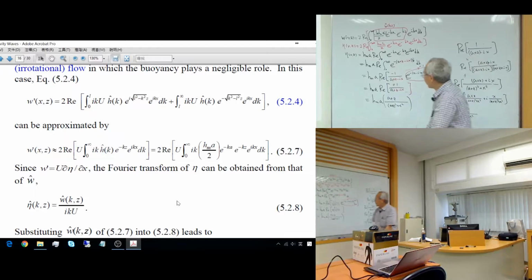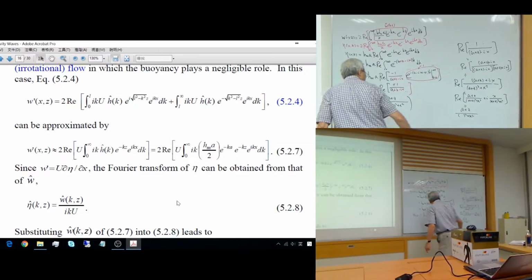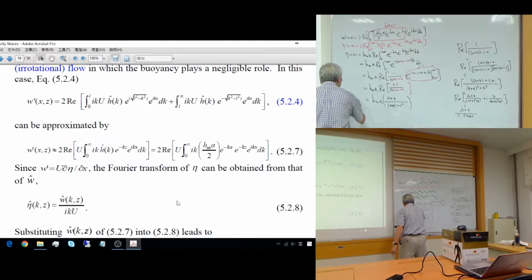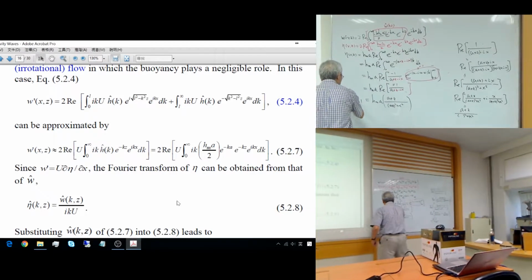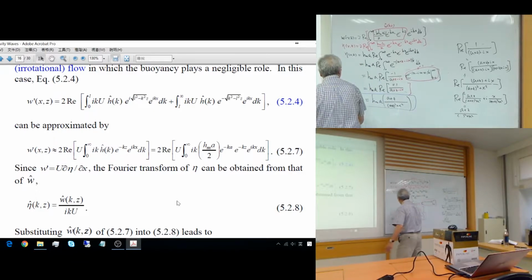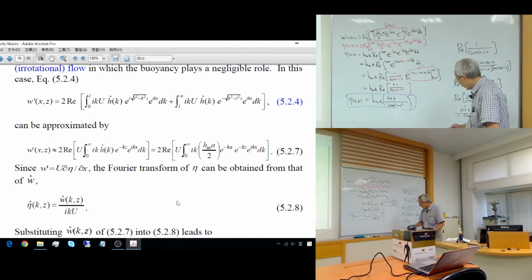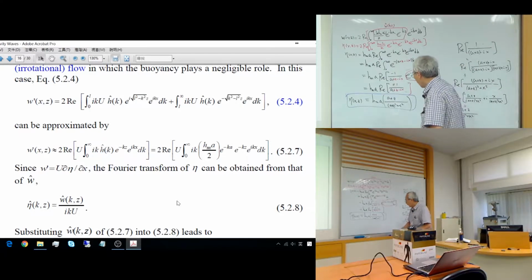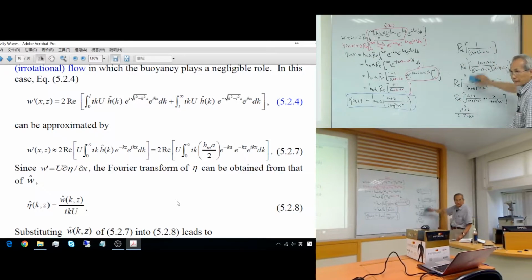Okay, that's the solution, eta of x, g. Let's check to see if the solution is correct or not. Everybody got this?